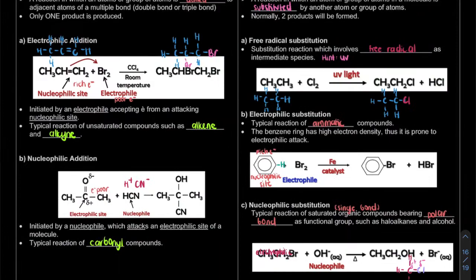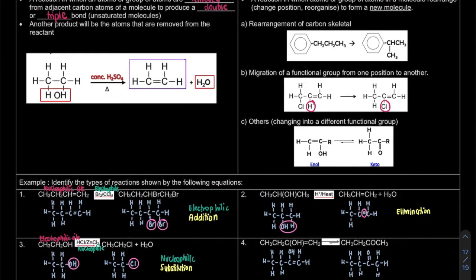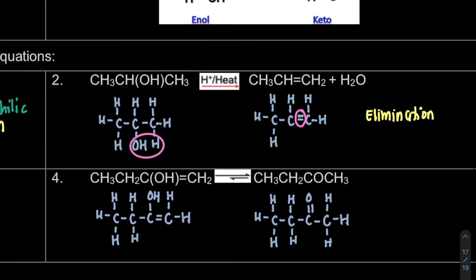Ataupun boleh juga kita tengok sebab this is alcohol kan, and then we know that this is substitution. Kat sini dia bagi tahu kan, nucleophilic substitution is usually a typical reaction of saturated organic compounds such as haloalkane and alcohol. Okay, and last one for examples on page 17 ni.